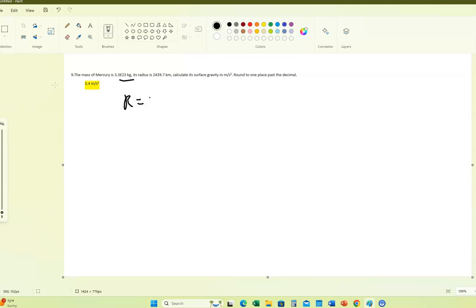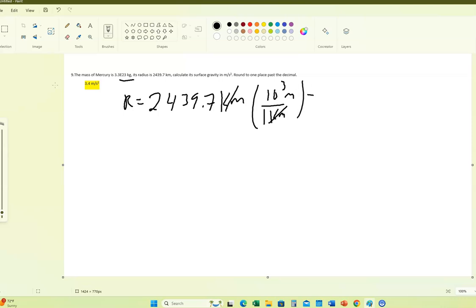All right. So for Mercury, it's 2,439.7. All right, and again, it's kilometers. So you just do this. You say, well, in 1 kilometer, there are 10 to the third meters, right? And the kilometer part cancels, and so that becomes the exact same number, but now times 10 to the 3rd.